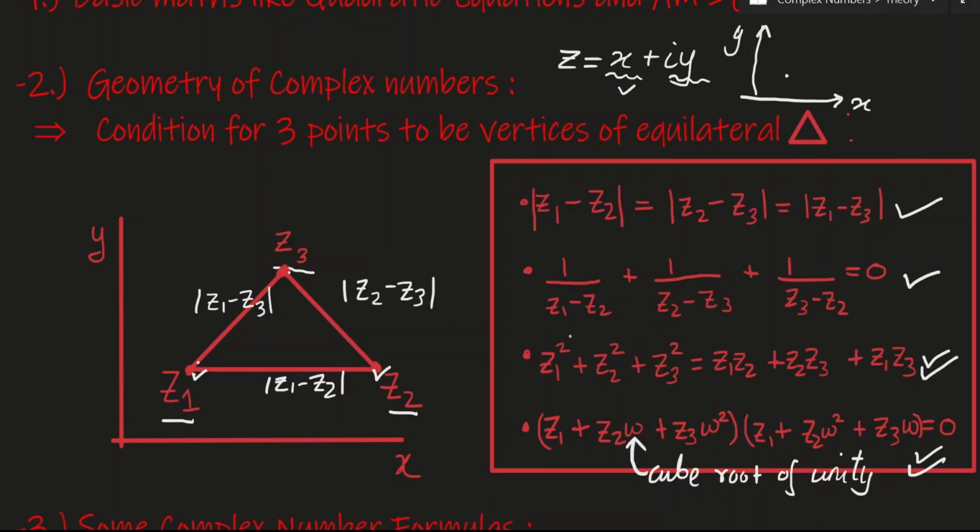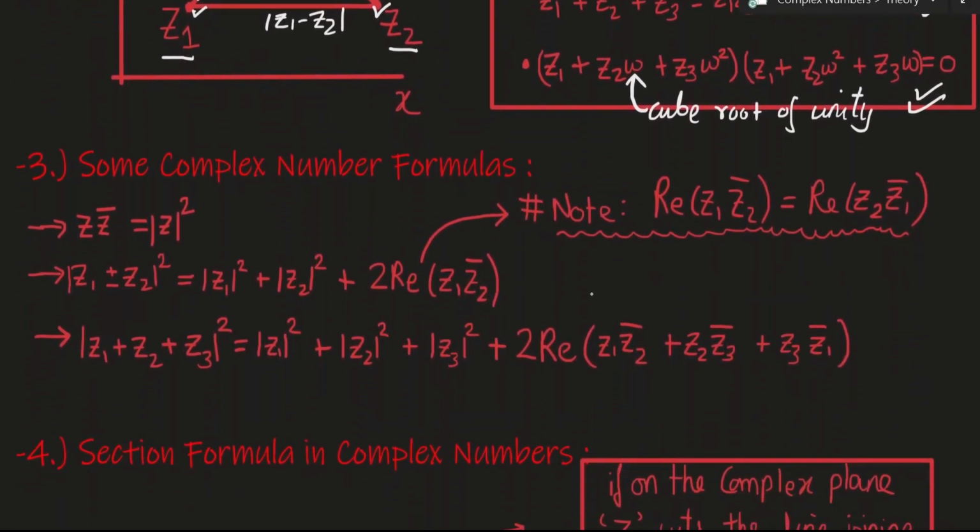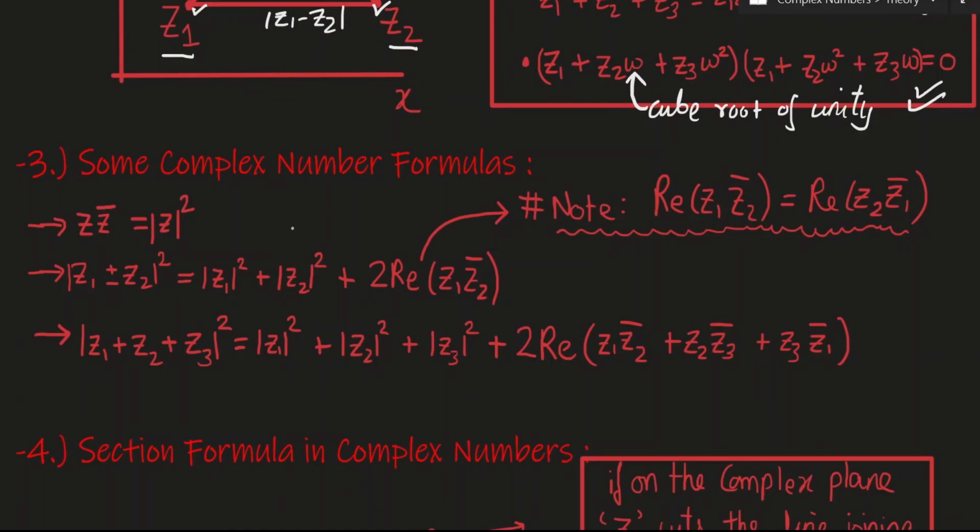So moving on to the third prerequisite, that is some formulas of complex numbers that you need to be aware about. So the first formula is z times z conjugate is equal to mod of z square. Now, if z is represented by x plus iy, z conjugate is represented by x minus iy. So if I multiply z and z conjugate, I get mod of z square. Now recall mod of z square is nothing but, if z is x plus iy, then x square plus y square.